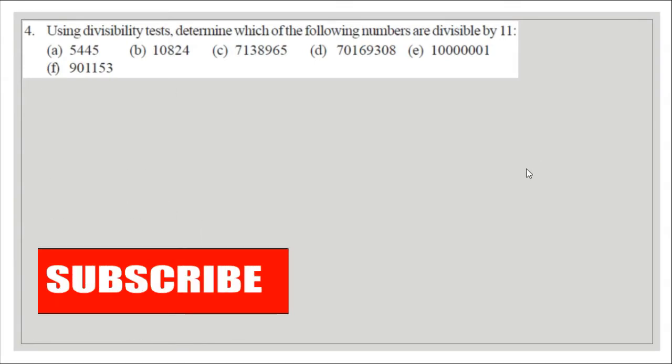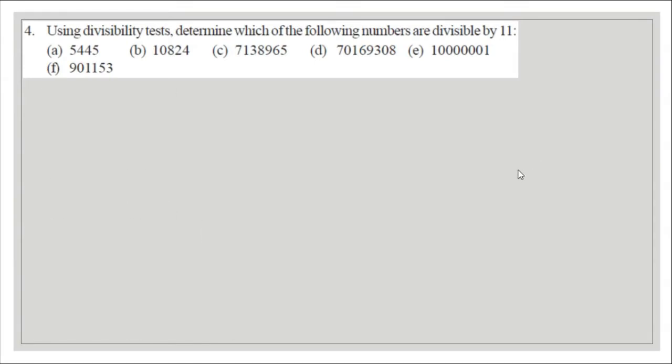Hello students, let us continue the session on playing with the numbers. We shall start with question number 4. Hope you must have done question number 1, 2, 3, the questions which were remaining. Now, question 4 is, using divisibility tests, determine which of the following numbers are divisible by 11.